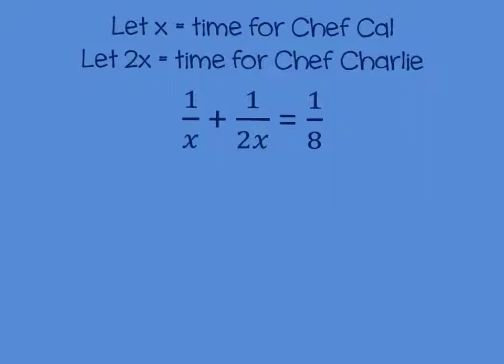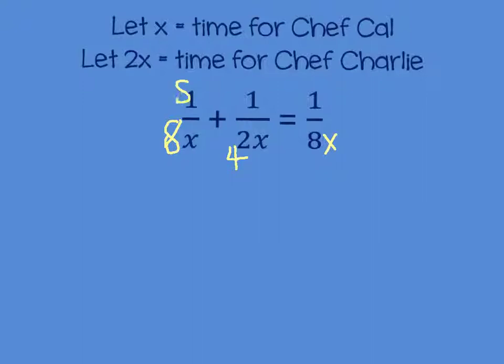Let x equal the time for Chef Cal, or Chef Casey, and let 2x equal the time for Chef Charlie, because Casey is working and she gets so many done, and then Charlie would take twice as long to get that many done. So what we have is the equation 1 over x plus 1 over 2x is equal to 1 over 8. The common denominator there would be 8x, so we would multiply this by 8. We would multiply this one by 4 and this by x.